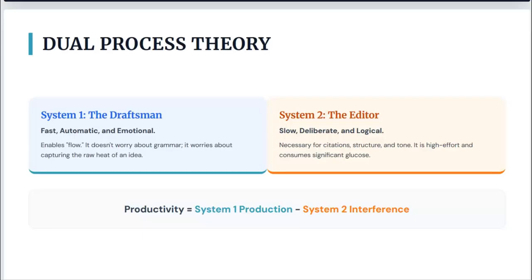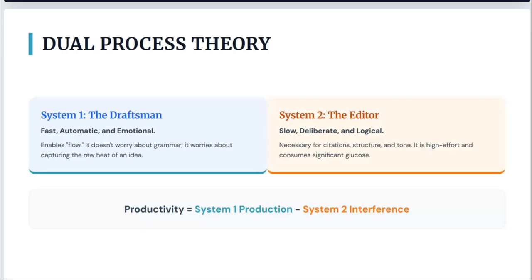I would also call it the auditor. Slow, deliberate, logical, somewhat rigid. And this is necessary in the writing process for things like citations, structure, tone. I would also argue that it's the thesis statement, mapping to sections and mapping to the topic sentences in either the sections or the body paragraphs, depending on the size and complexity of your paper.